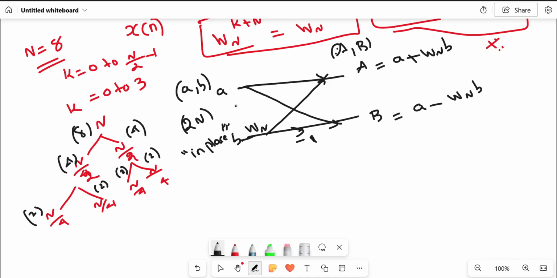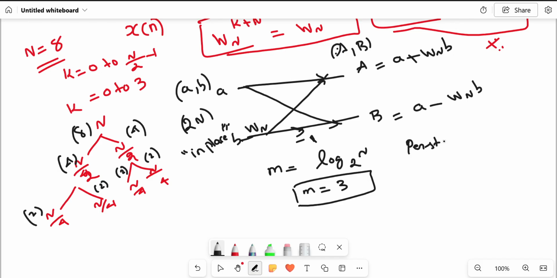Okay. So with respect to the butterfly, the number of stages is equal to m is equal to log n to the base 2. So n is equal to 8 means m is equal to 3 stages are required, and each stage requires n by 2 butterflies for the computation. So n is equal to 8 means 8 by 2, 4 butterflies per stage.